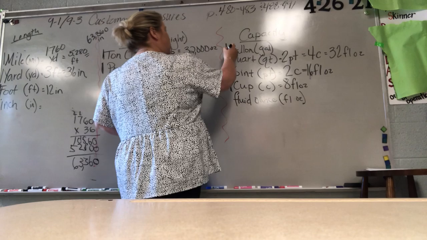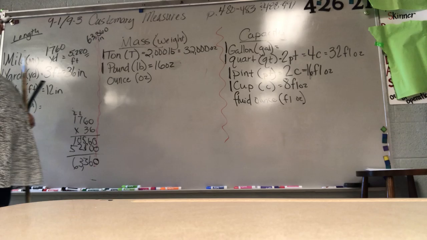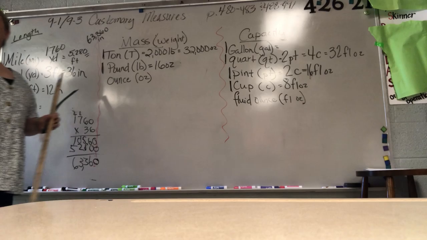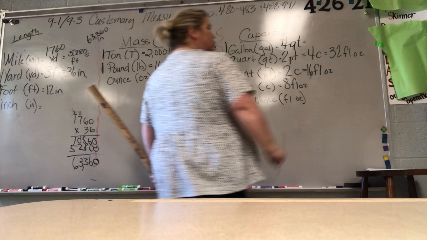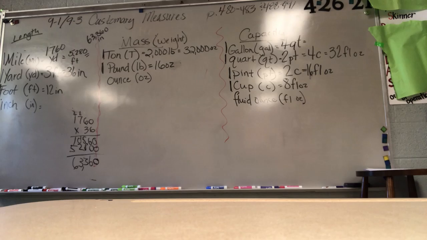1 gallon. How many quarts? Jackson, how many quarts did you say was in a gallon? 4 quarters. 4 quarters are in a dollar. 4 quarts are in a gallon. I'm trying to draw a big G. I told you to hang out a minute. Big G. So if there's 4 quarts in a gallon, how many pints are in a gallon? How many? 8.